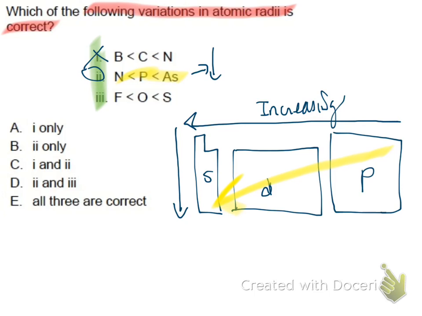And then finally, fluorine, oxygen, sulfur. It makes a sort of corner turn on the periodic table, but it goes right to left and then up to down. That is okay. That agrees with our trends. And so answer choice 3 is also expected to be correct. 2 and 3 are correct, which makes D our final right answer.